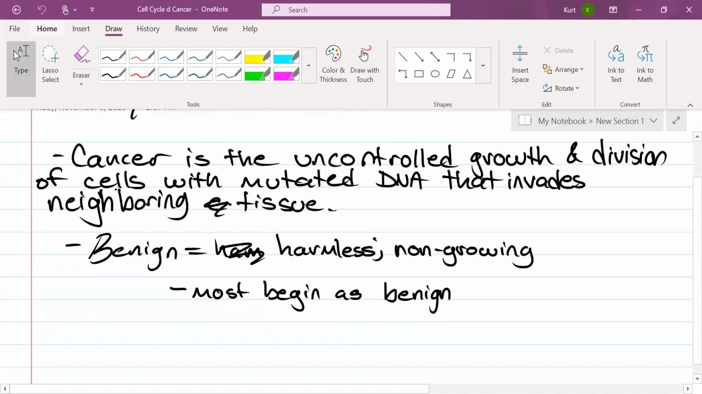Well, benign is harmless. My dad has a little fatty tumor on his back. I bet we all have seen a dog with a bunch of fatty tumors on their belly or on their abdomen. Those are called lipomas, by the way. What do you think lip means? Like liposuction, lipid, fat. And oma means mass. So fatty mass. They're harmless.